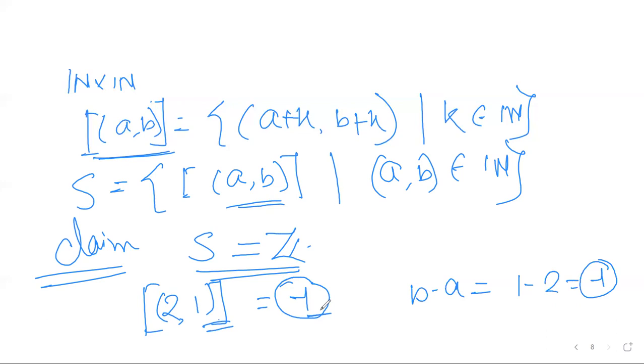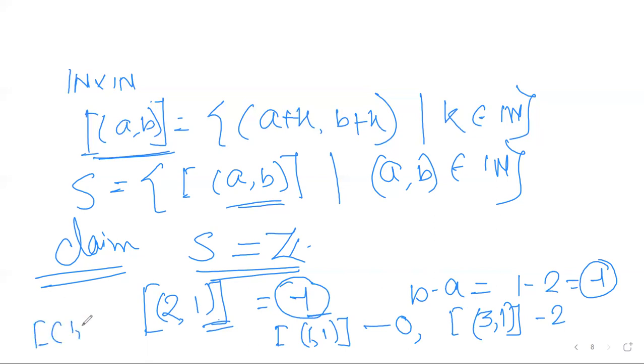Okay, so now one can question me, sir, what is the zero representation? Zero representation is very easy. You can take (1,1), that is the zero representation. What is the -1 representation? What is the -2 representation? What is the 2 representation? That is (3,1). What is the +1 representation, right?